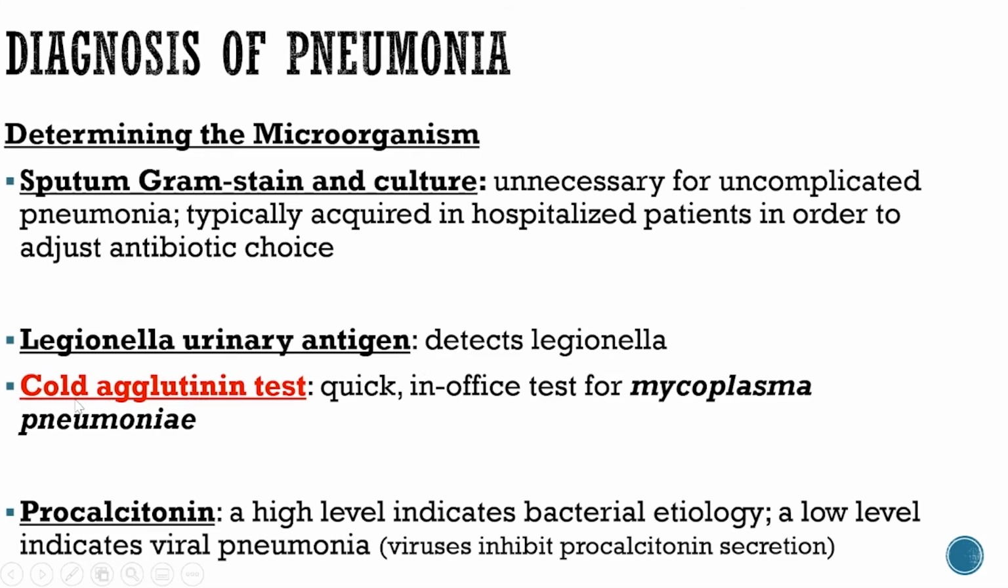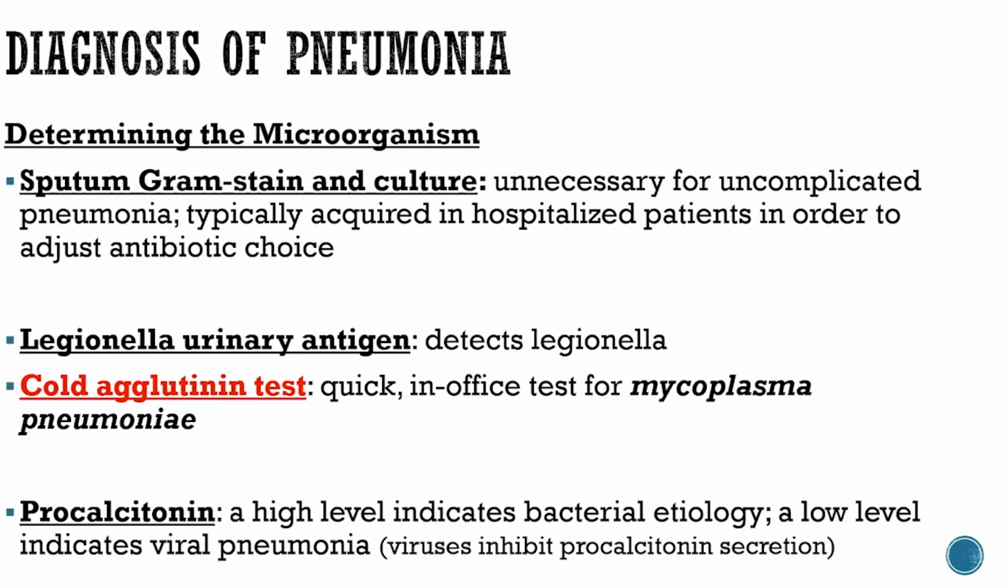While this test is relatively outdated, the cold agglutinin test used to be done in office to test for Mycoplasma pneumoniae. In general, Mycoplasma pneumoniae can sometimes cause cold agglutinin antibodies to increase in your body, and while that's not the only thing that can do that, this test, if positive, should make you think Mycoplasma pneumoniae. While you may not see procalcitonin on your boards, I do think it's important for you to know this one so you can impress your preceptors when you're out in your clinical phase.